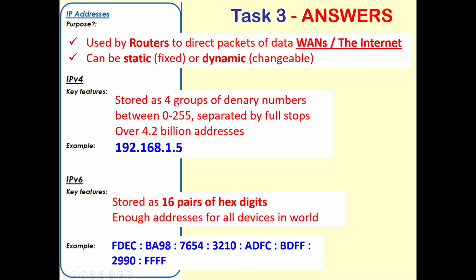IP version 4, 4 groups of denary numbers between 0 and 255, and they are separated by full stops. And make sure you've got an example. Any example is suitable as long as it's between 0 and 255 and 4 groups of numbers. IPv6, 16 pairs of hex digits, enough for all the devices in the world, and again, give an example. Any example that has digits between 0 and 9 or A to F as the digits for hexadecimal.